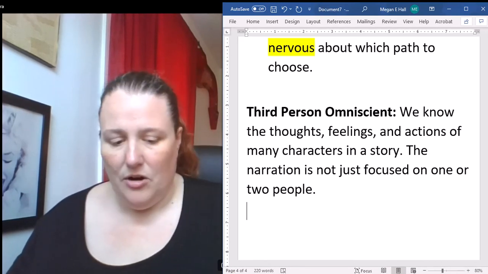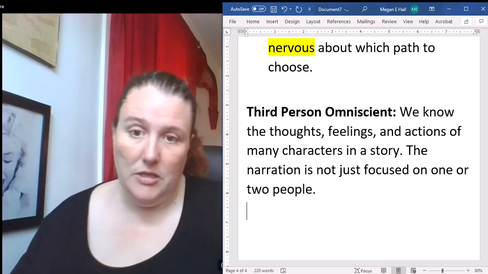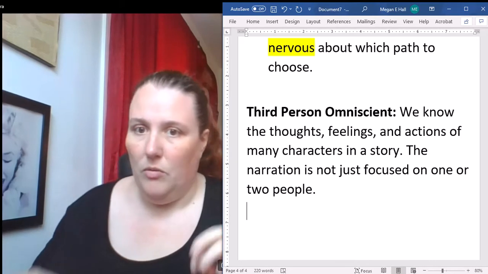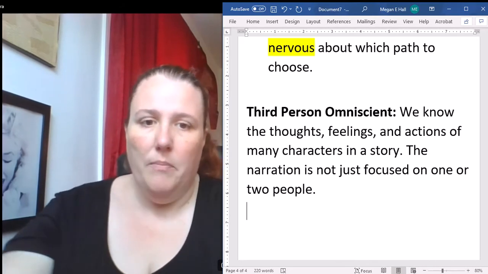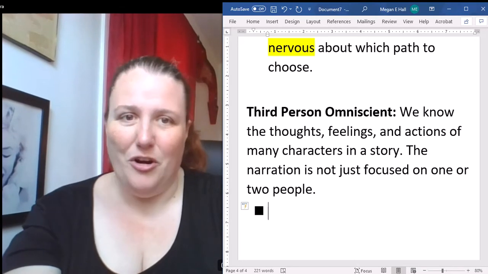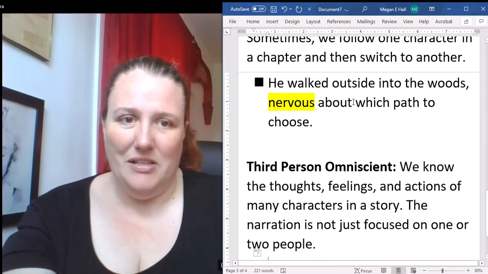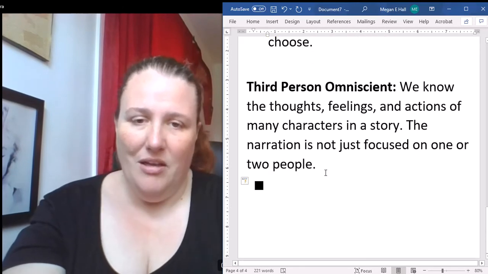And with things that are omniscient, you don't want to do head hopping, which means you're going from this person to this person, this person, this person, what they think. It's too much. But here would be a weird example of third person omniscience. Let's take whoever this is about to go on the path.